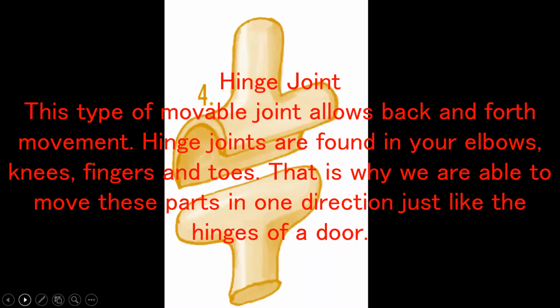Hinge joint. This type of movable joint allows back and forth movement. Hinge joints are found in your elbows, knees, fingers, and toes. That is why we are able to move these parts in one direction, just like the hinges of a door.